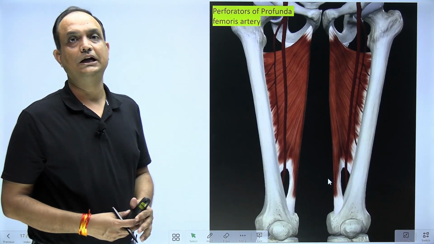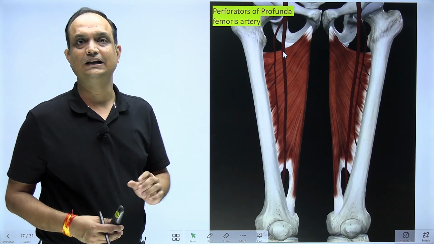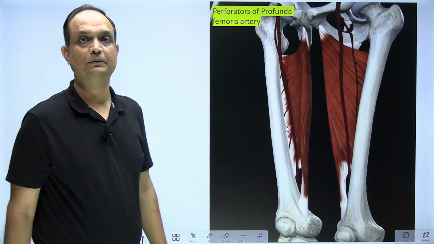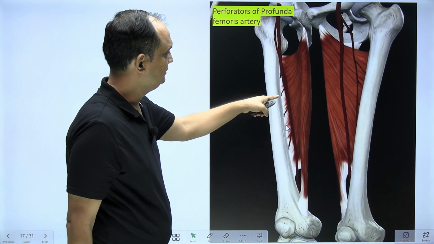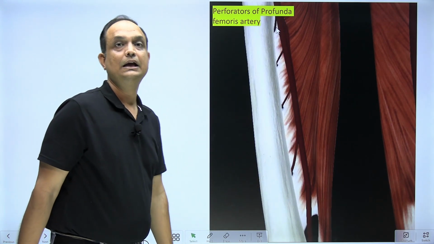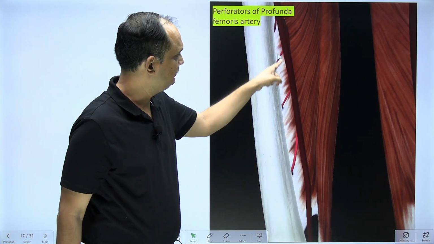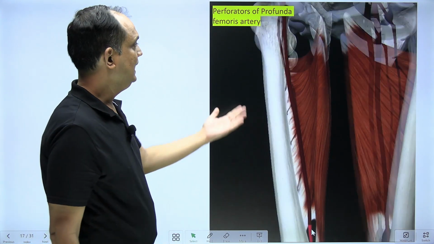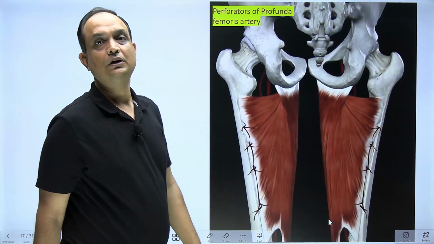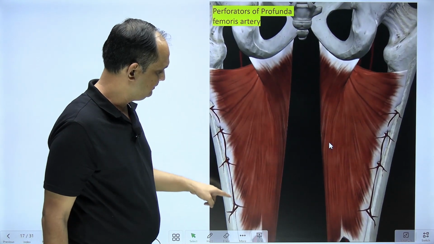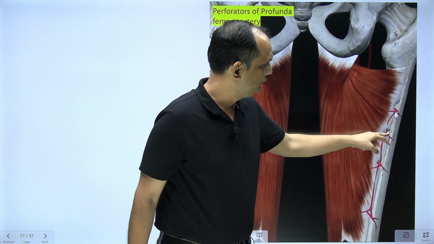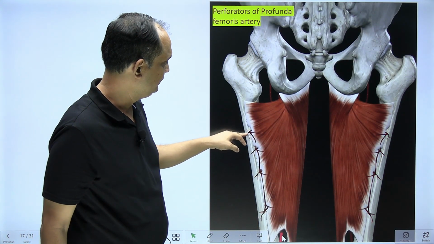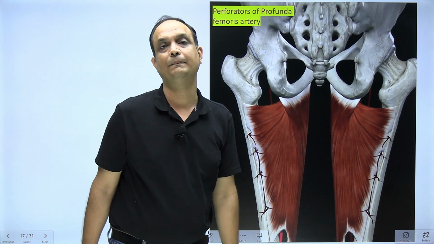As I already told you, there are osseo-aponeurotic openings present between the attachment of the adductor magnus and the linea aspera of the femur bone. On these osseo-aponeurotic areas, what will happen? The profunda femoris artery will give branches. These branches are known as perforators, and if you see the posterior side of the thigh, you can see that these branches are coming out. So, these openings allow the terminal branches of profunda femoris, known as perforators, to enter into the posterior compartment of the thigh.